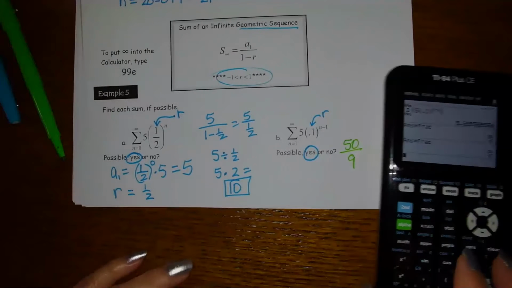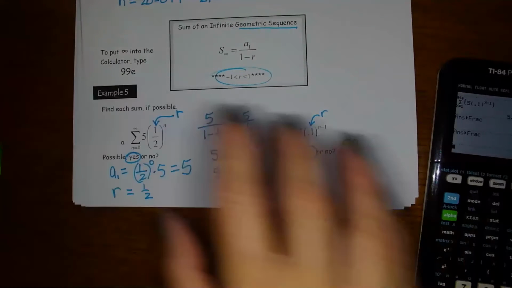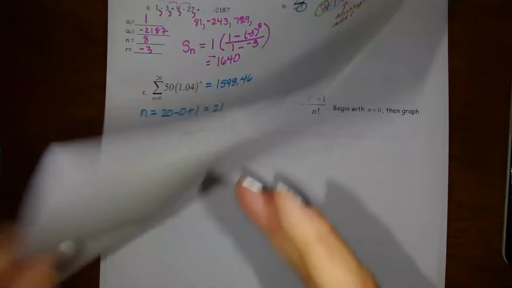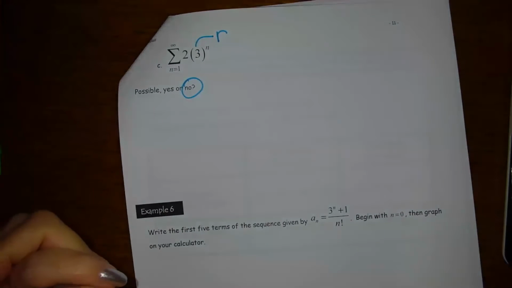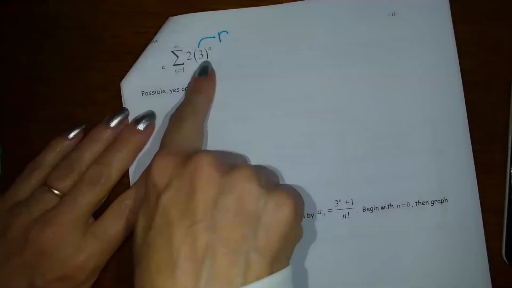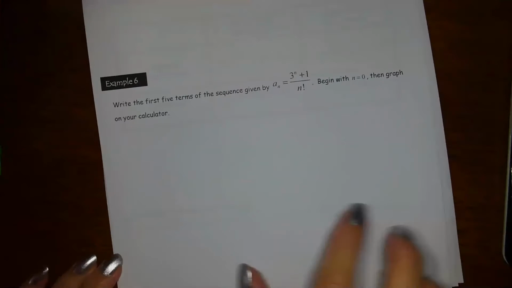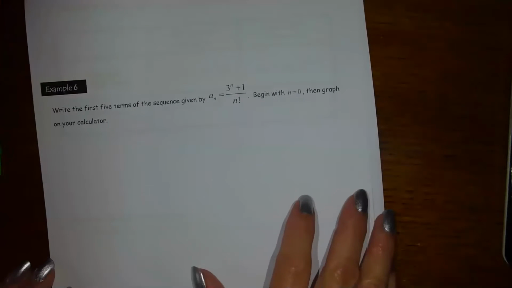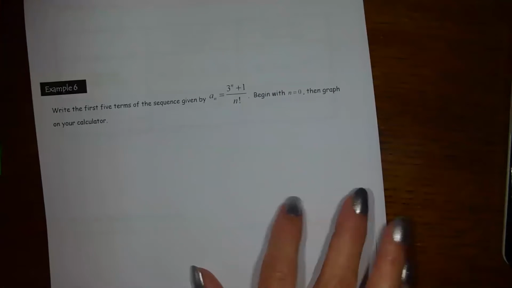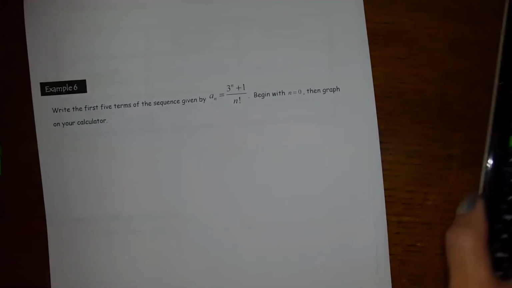Right? Everybody okay with these two? Do you need more time to work on them? All right. Then, of course, we determined that this one was not possible because 3 is bigger than 1. Okay? The last thing is write the first 5 terms of the sequence. So what do we do with that? We want to write the first 5 terms. You could do it by hand by plugging 0 in, or you can just do it in your calculator, right?